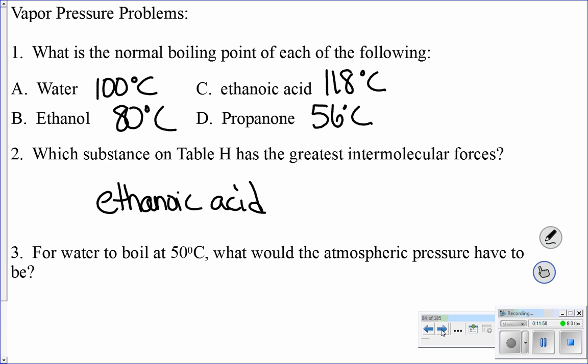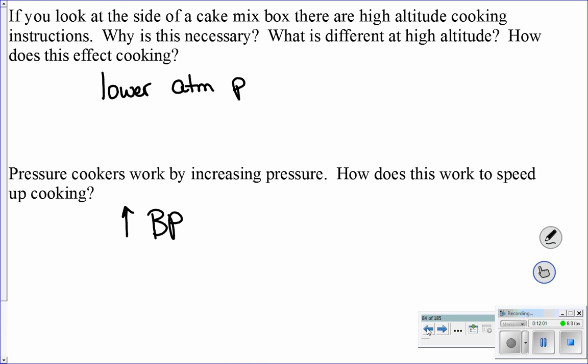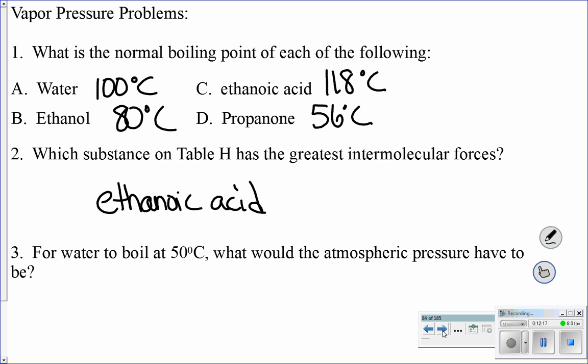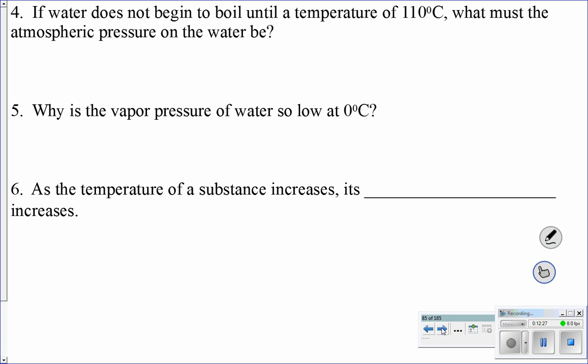For water to boil at 50 degrees Celsius, what would we need our atmospheric pressure to be? We're going to find 50 degrees Celsius right here, and follow that up to our water line, which is right about here. It's very difficult to read this on the smartboard, but I'm thinking it's coming out right around 12. Remember that axis goes by tens, not fives. So that's going to happen at about 12 kPa. It's a pretty low atmospheric pressure. We'd probably all be dead. You can actually create low pressures, you can have a chamber that creates that, but you wouldn't want that to be your pressure in the room.